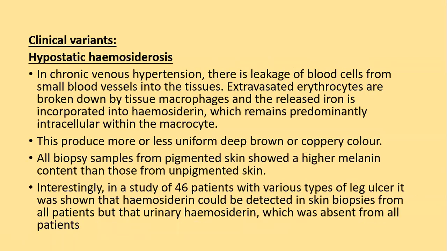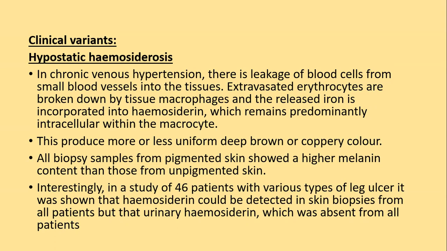Clinical variants, the hypostatic hemosiderosis. In chronic venous hypertension, there is leakage of blood from the small blood vessels into the tissue. These extravasated RBCs are broken down by tissue macrophages and release iron, which is incorporated into hemosiderin, and that remains predominantly intracellular within the macrophages. This pigmentation or the iron produces a more or less uniform deep brown or coppery color.